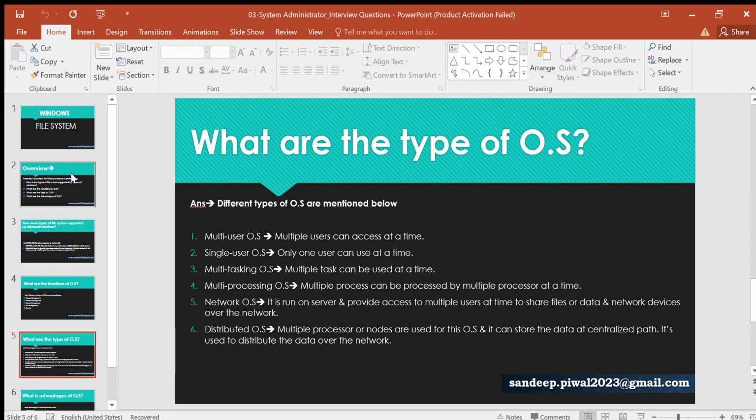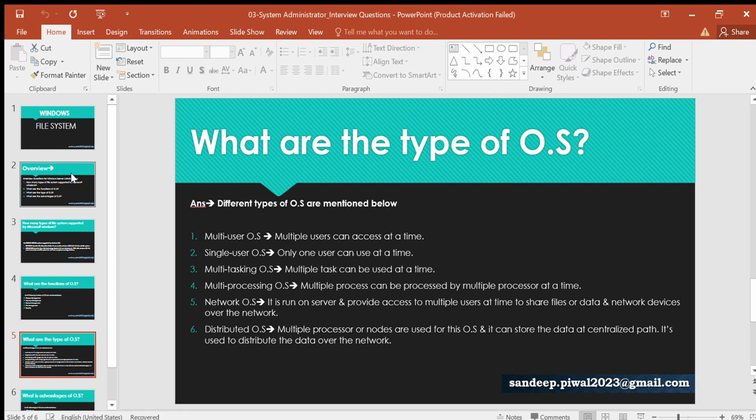Multitasking operating system: multiple tasks can be performed at a time. Suppose you are doing some work in MS Office, or you are doing something on the internet, and in parallel you want to listen to some music, so you can play that music as well. So multiple tasks can be performed at a time.